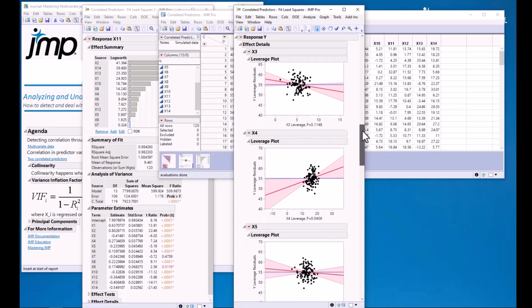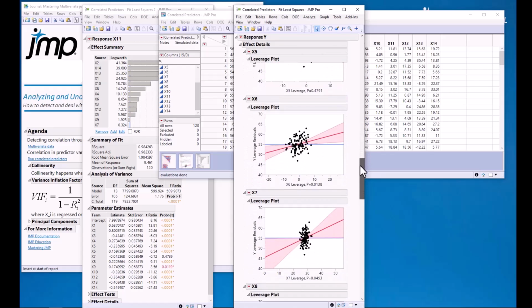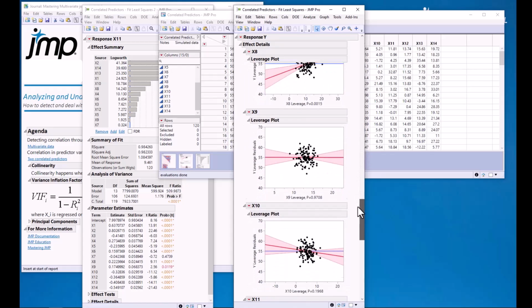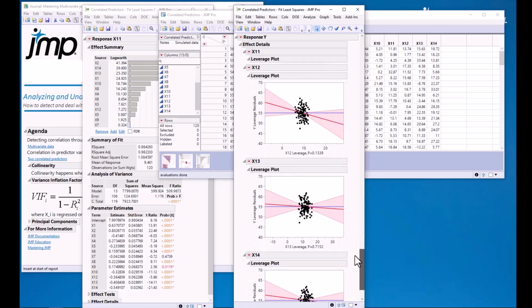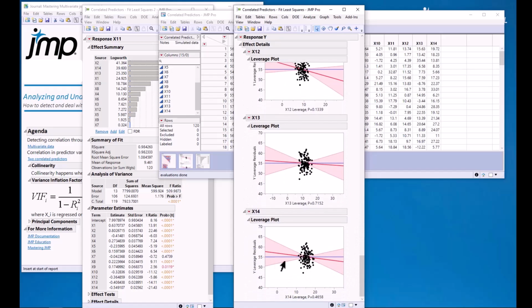And if you scroll down, you can see that in every leverage plot, the points are shrunk to the middle. No leverage plot has the X values spread out all the way to the edges. So this is a graphical way to detect collinearity. And remember that you might not see this collinearity in the correlation matrix or the scatter plot matrix, because these leverage plots understand more than just two variables at a time. Close this effect details here.